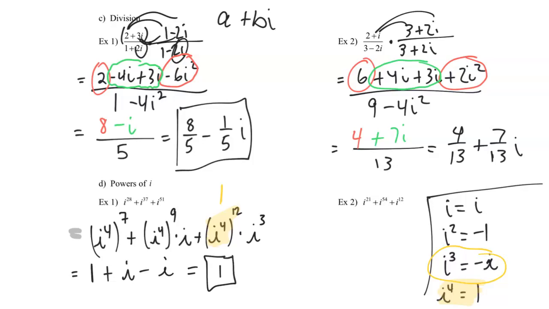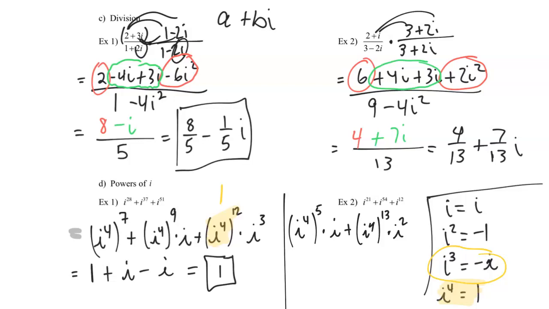Okay, example 2, just one more example of the exact same thing. And I'm going to start over here just to kind of give myself some space. And so i to the 21st, I'm going to start by writing that as i to the 4th, asking myself, how many times does 4 go evenly into 21? And that would be 5 times with 1 left over. Plus, for i to the 54th, 4 goes into 54 evenly 13 times. 4 times 13 is 52. And so that means that there's going to be 2 of those left over.